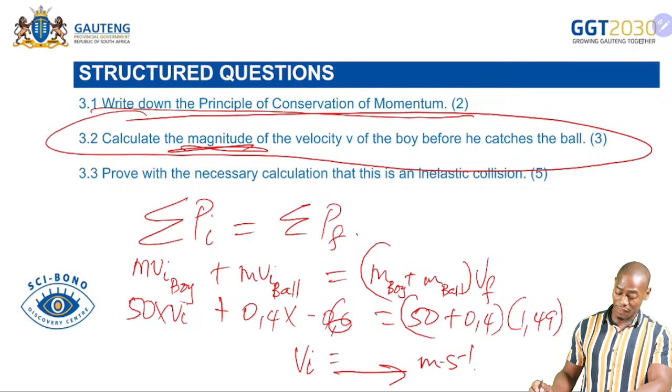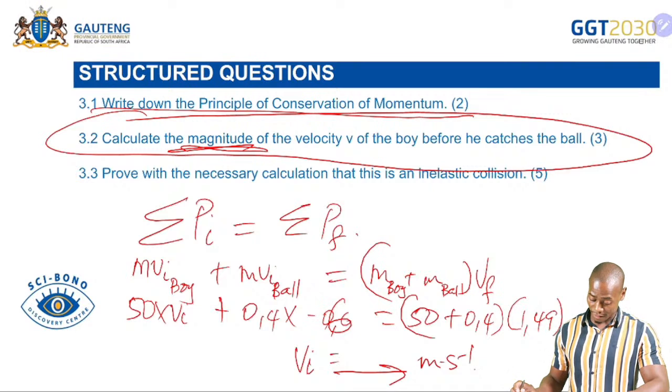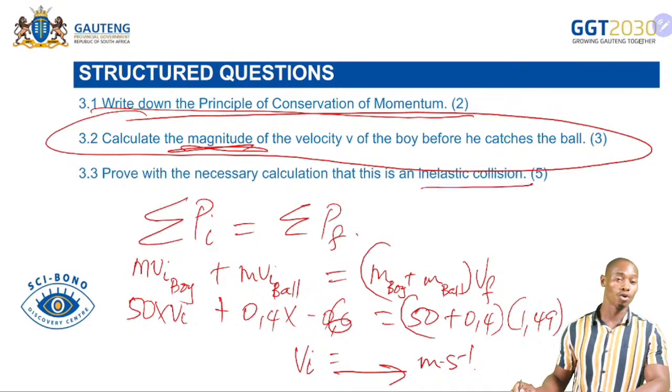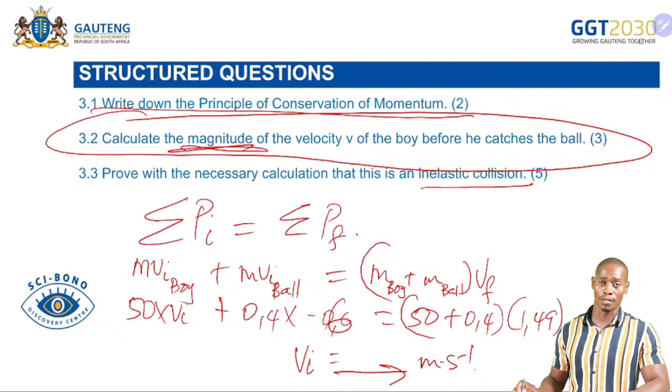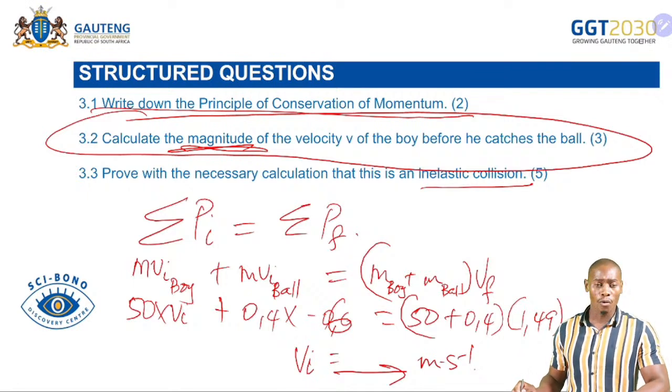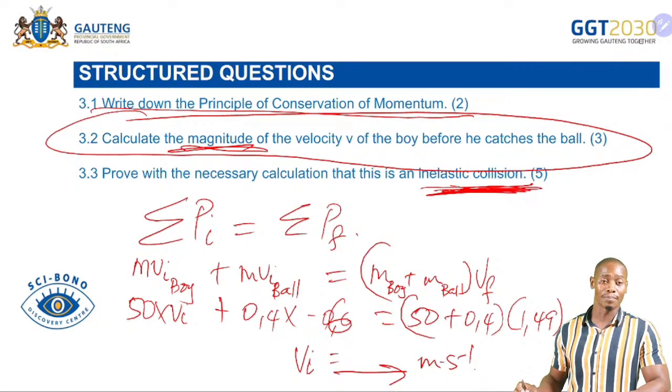Prove with necessary calculation that this is an inelastic collision. All right. We have to prove that this is an inelastic collision. And before we do calculations, remember, after collision, these two objects are moving as one. And what did we say? We said if objects are moving as one after collision, that collision, like it or not, will be inelastic. All right. So we are also proving that, but now we have to prove that by calculation.